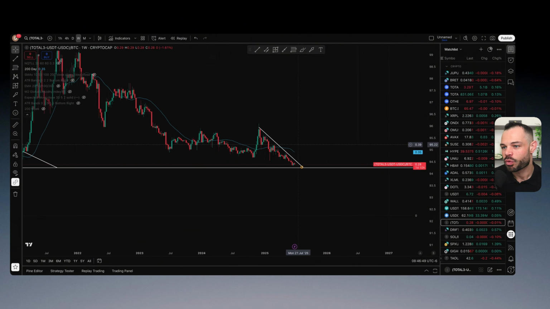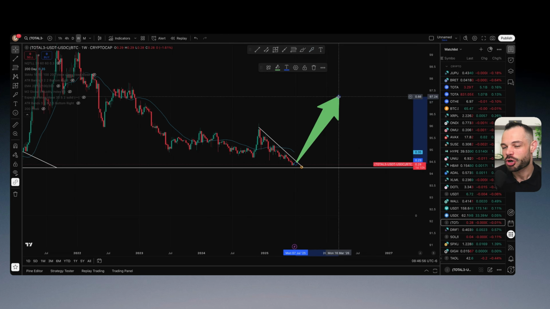So what I'm looking for is for us to see, hopefully, this level holding as support, getting a breakout of this downtrend, seeing this chart moving to the upside. It's going to be a really good signal that altcoins are beginning to outperform Bitcoin when priced in Bitcoin terms.